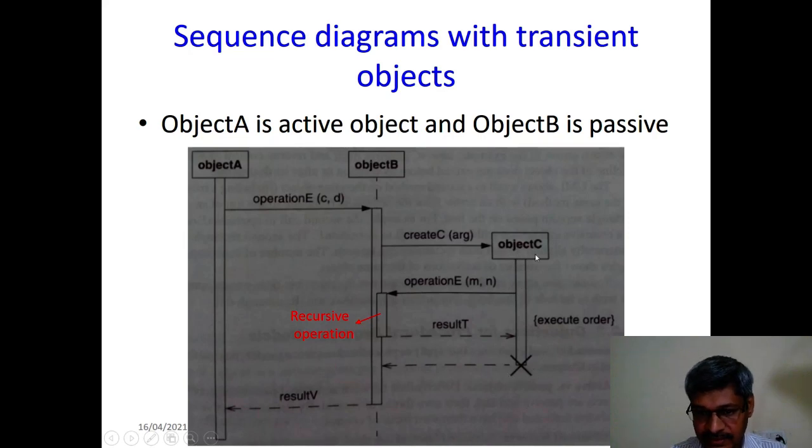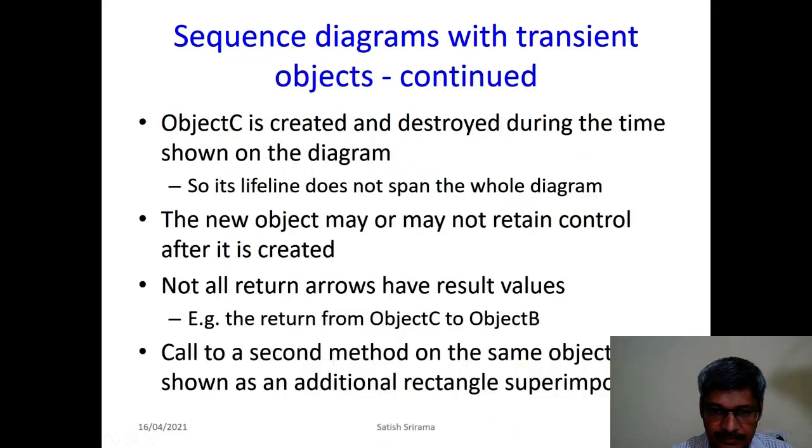From the moment it is actually created, it doesn't have to be like this. So again, object C can be passive. Then you will have this lifeline here, and say, for example, when it calls a method, it can basically start here. It is pretty much possible.